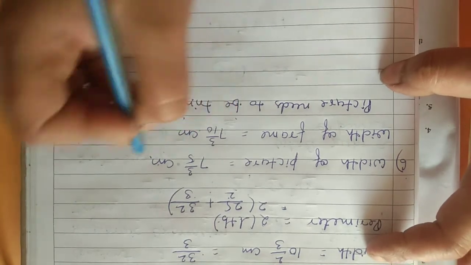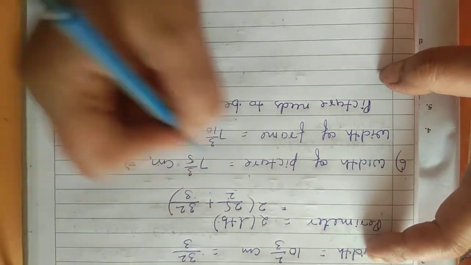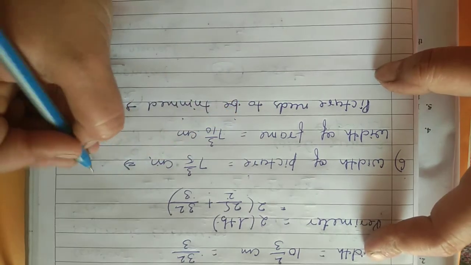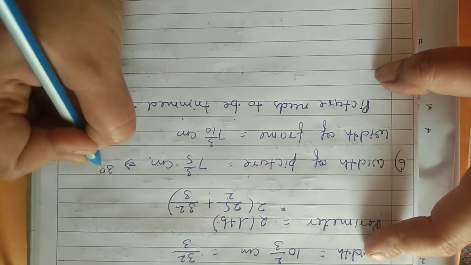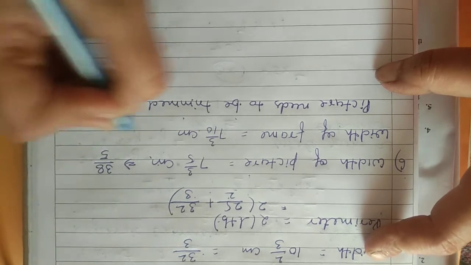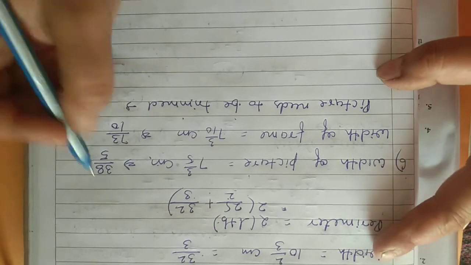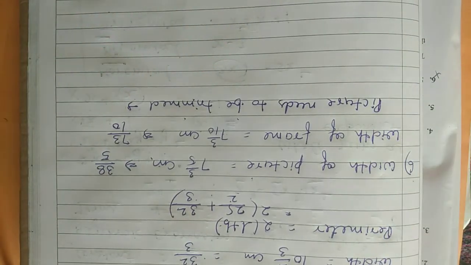First of all, when you convert it into a fraction, 7 times 5 is 35, 35 plus 3 is 38. It is 38 upon 5, and when you convert the other, it is 73 upon 10. When you compare these two, the picture will be the greater one.